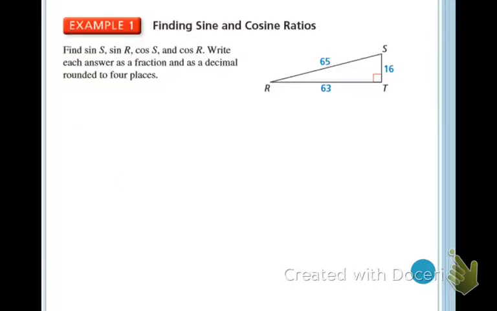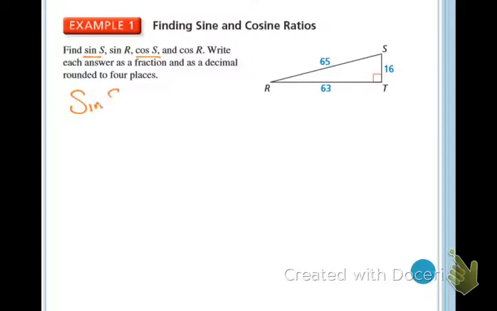We're going to find sine and cosine ratios using this triangle. This is what your quiz is over. This is why you won't use a scientific calculator on it, because you don't need one. What's going to happen is we're going to find sine of S, sine of R, cosine of S, cosine of R. We're actually going to do it in a better order.